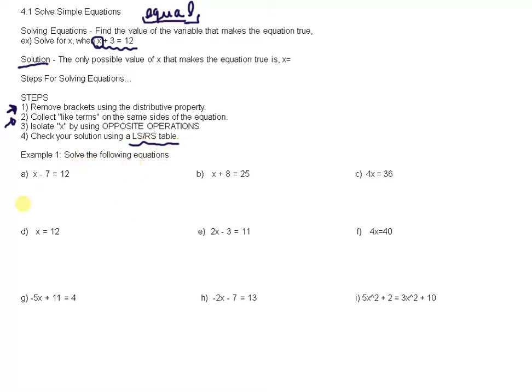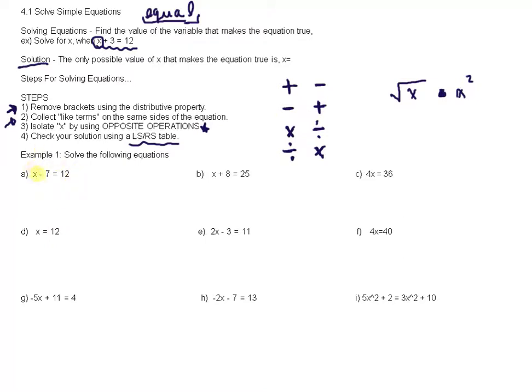Okay, so solve the following equations. So we have x minus 7 equals 12. So when we talk about opposite operations, this is important. The opposite of addition is subtraction. The opposite of subtraction is addition, of course. The opposite of multiplication is division. And the opposite of division is multiplication. You may even run into the opposite of a square root is a square, okay? And then vice versa, of course. Okay, so let's solve the first one.